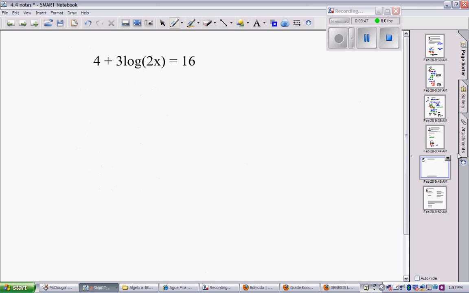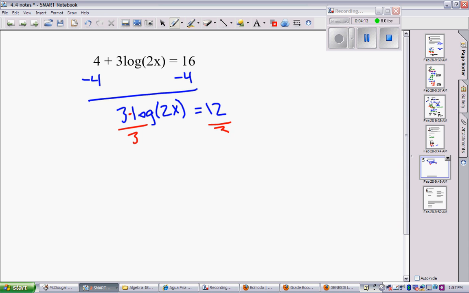Now we have 4 plus 3 log 2x equals 16. So the x is inside the log, so we need to get rid of the outside stuff first. So we're going to subtract the 4. 3 log 2x equals 12. This 3 is multiplying the log, so we divide to get it away, so that we are at log of 2x equals 4.